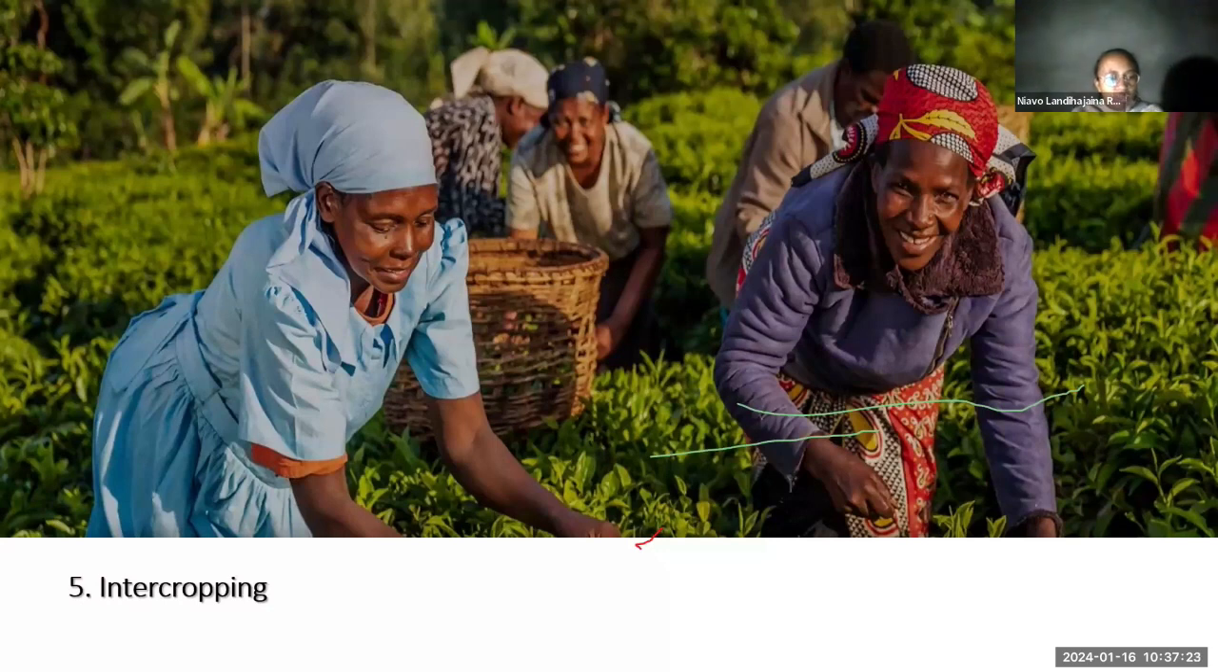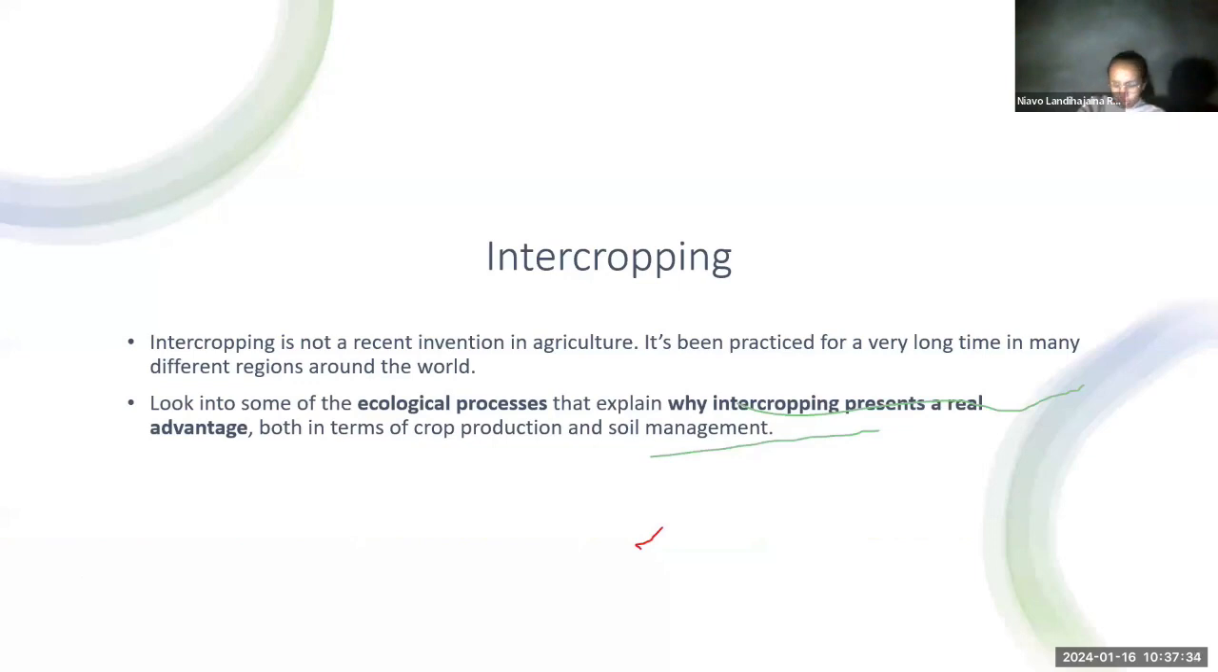Now let's see the intercropping relation, intercrop and agroecology. Intercropping, what does it mean? Intercropping is not a recent invention in agriculture. It's been practiced for a very long time in many different regions around the world.